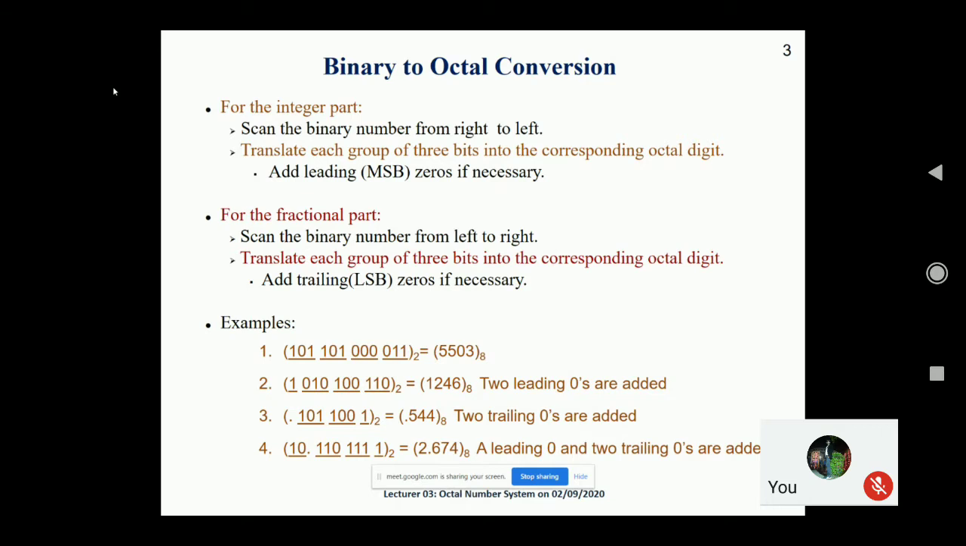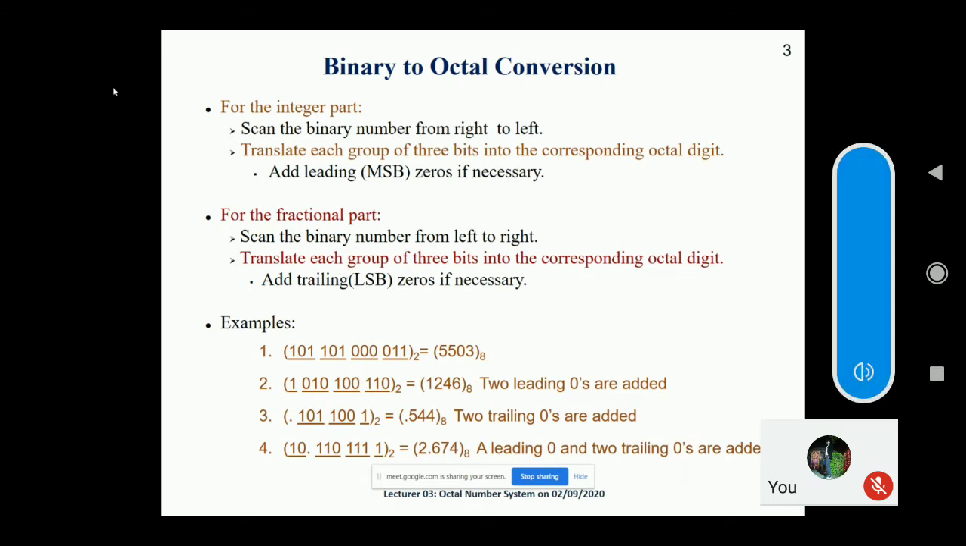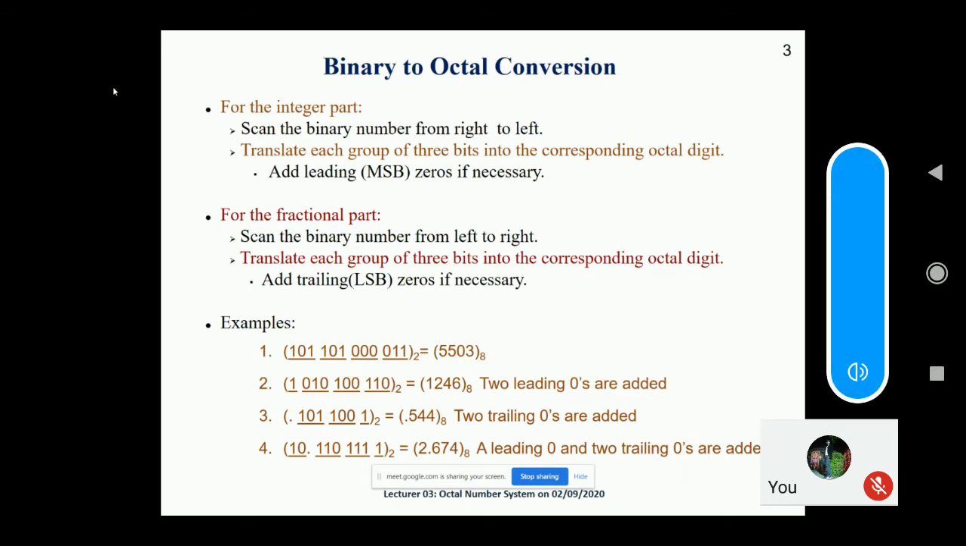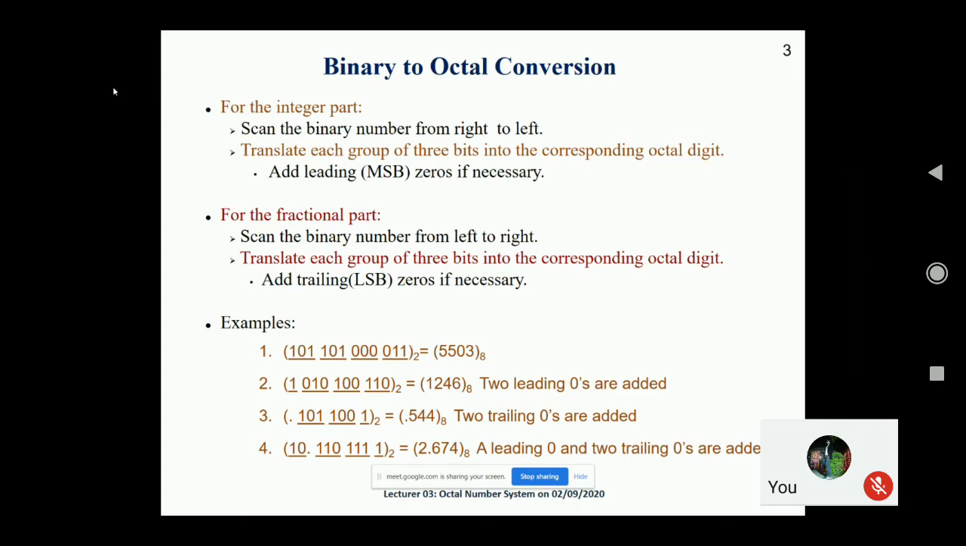There are two parts. One is called the integer part, and one is called the fractional part. Fractional part means whatever numbers come after the decimal point. This is the nature of the numbering system, and you cannot ignore it. For any conversion of numbering systems, the rule is different for the integer part and the fractional part. A similar concept is used in octal numbers also.